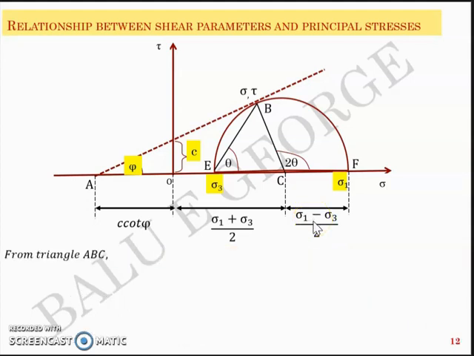Now, from triangle ABC, this big triangle ABC, you can say that 2 theta equal to 90 plus phi. Also, you can say that theta equal to 45 plus phi by 2.